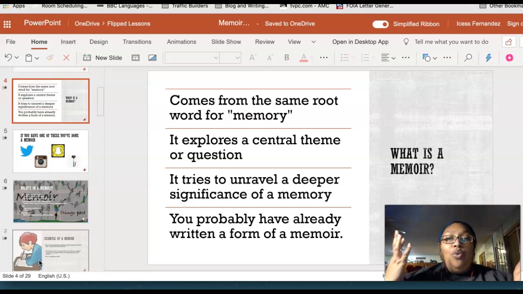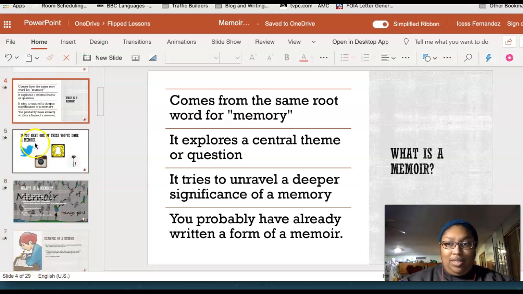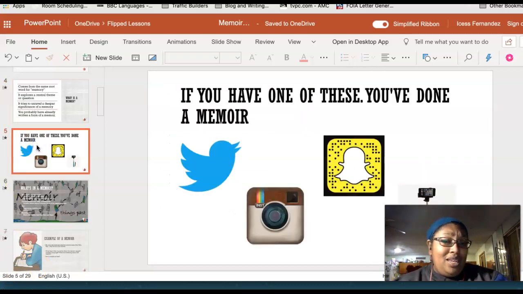And of course, the one thing about memoir that people forget is that they've probably already told memoirs. They have ample opportunities to tell memoirs. If you don't believe me, then you're probably not on social media. If you have Twitter, Instagram, Snapchat, or even take selfies, you have done a form of memoir where you give your opinion or give an insight into your life and why you think or do the things that you do.